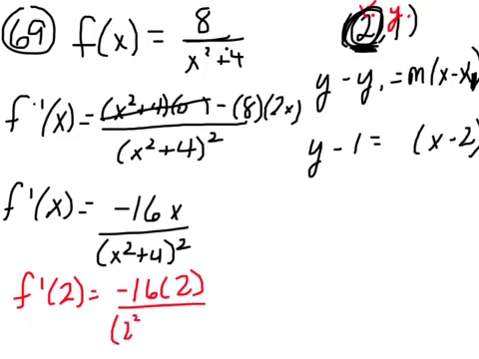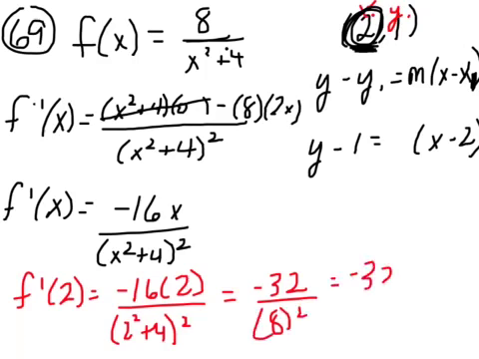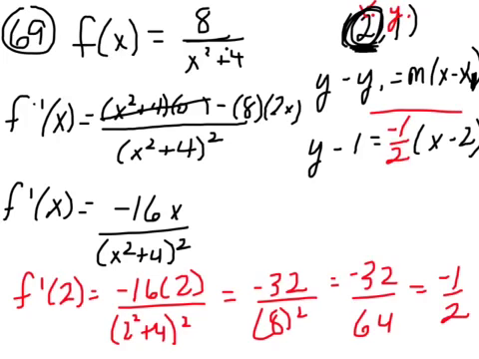2 squared plus 4, squared. That's negative 32 over, 2 squared is 4, plus 4 would be 8. Okay, and then I've got to square it. So that's negative 32 over 64, and that reduces to negative 1/2. Remember, we really don't like decimals so much. Let's use fractions where at all possible. Here's my equation of my tangent line at the point (2, 1). We just fill in the slope once we find it.